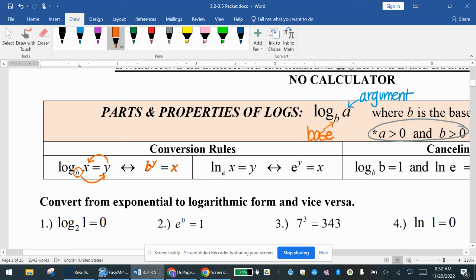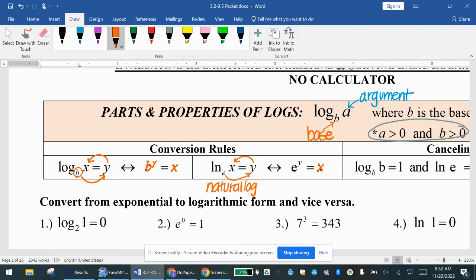You can do the same thing with a natural log. Remember, ln is called a natural log. Now, they won't always have the e written out. So just remember, whenever you see ln, you can put the e there yourself. So natural log of x equals y can be rewritten as e to the y equals x, where the argument always ends up after the equal sign. So that's our conversion rule.